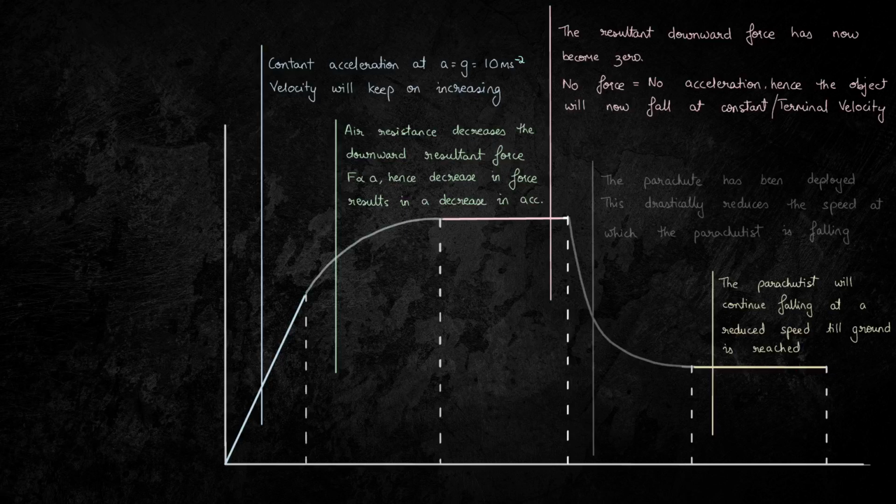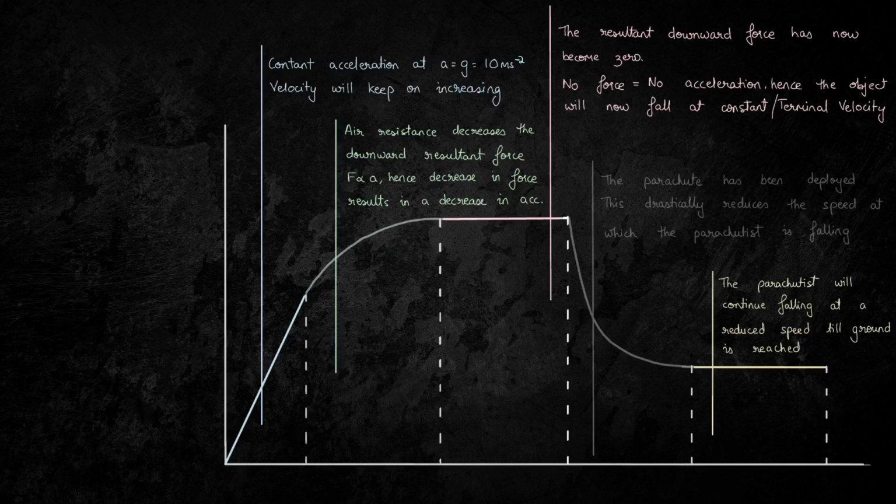Now, it's very important to understand this graph and to be able to explain every feature of the graph. That's why I've decided to break the graph into 5 separate parts. The first part is where the parachutist is accelerating at 10 meters per second squared. The second part is where the air resistance has increased sufficiently to decrease the total resultant force, the net resultant force, and the parachutist is now moving with decreasing acceleration.